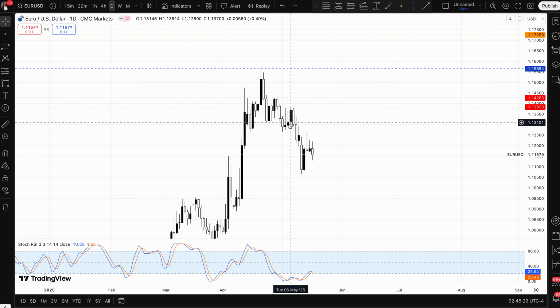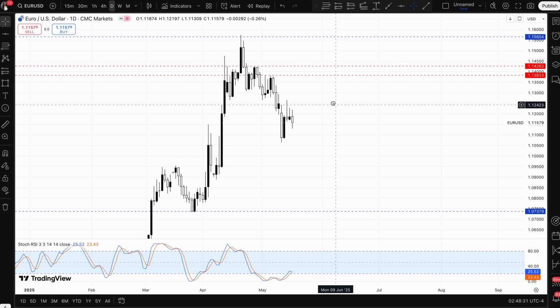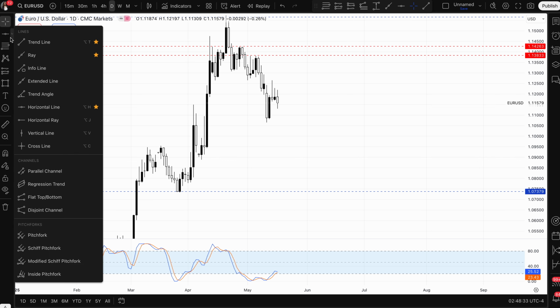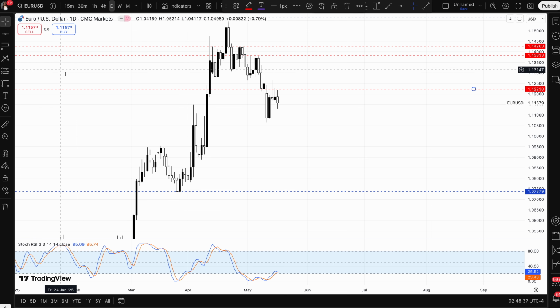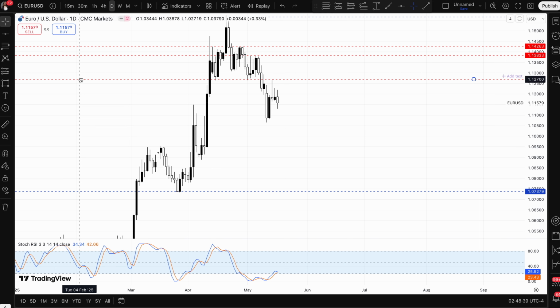But this is a high. I see now these two are lower. So I'm fine with that. I'm gonna grab the line, and then I am going to make this a high on the daily.